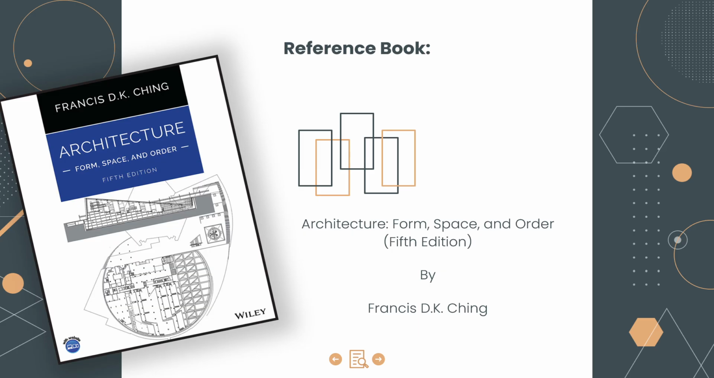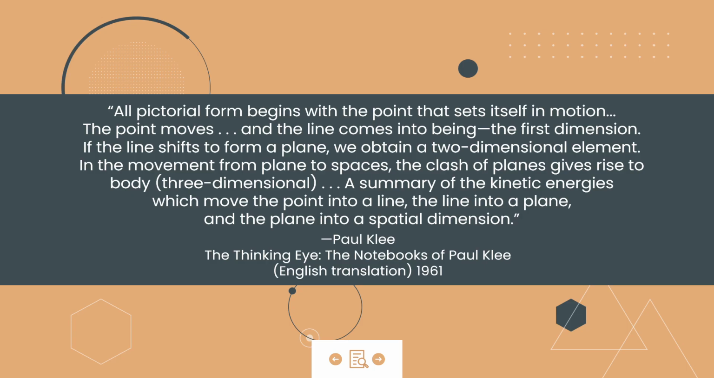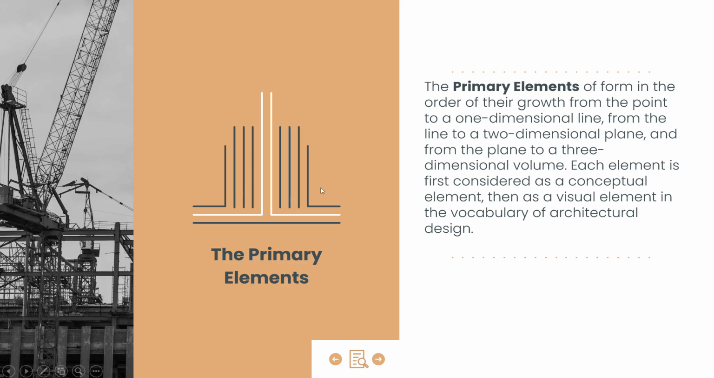For your reference, you can refer to Francis D.K. Ching, Architecture, Form, Space, and Order. This is a quote from Paul Klee, defining the four design elements: point, line, plane, and volume. Later we will discuss it one by one.